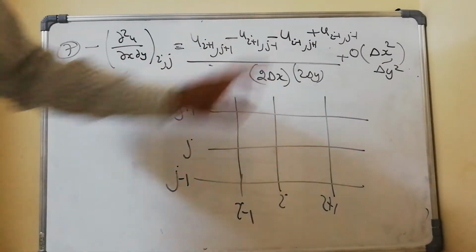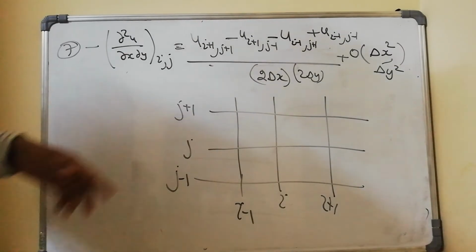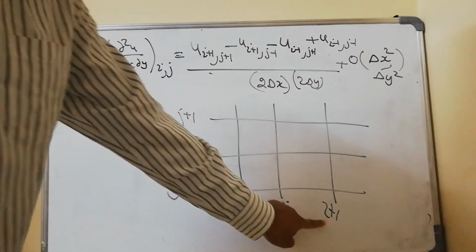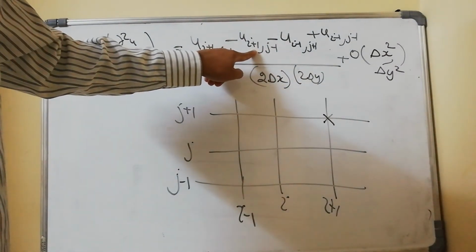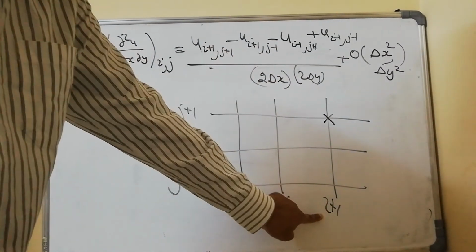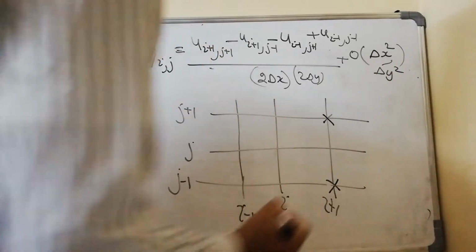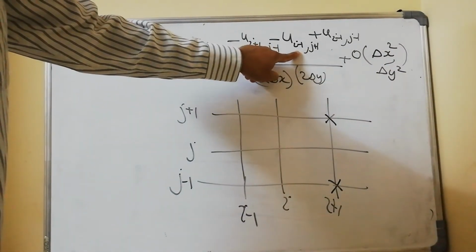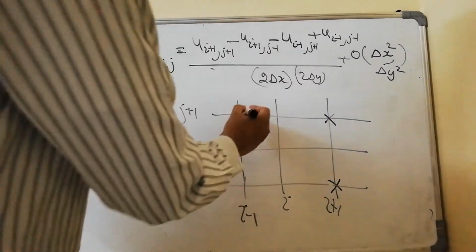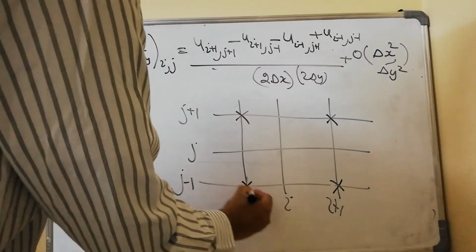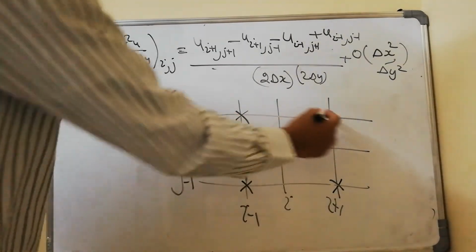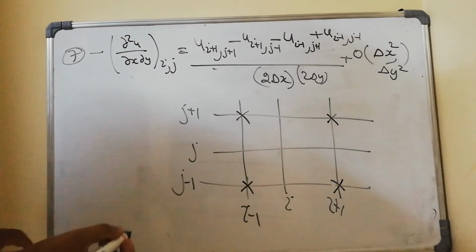What are all the points in this approximation? i+1, j+1. Next point is i+1, j-1. Next i-1, j+1, and i-1, j-1. So this is the stencil for the mixed derivative approximation.